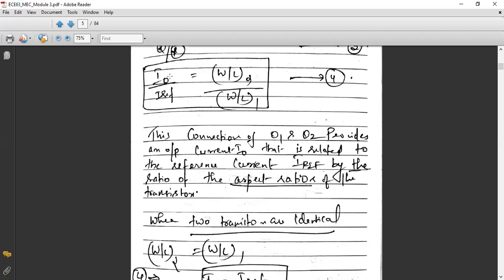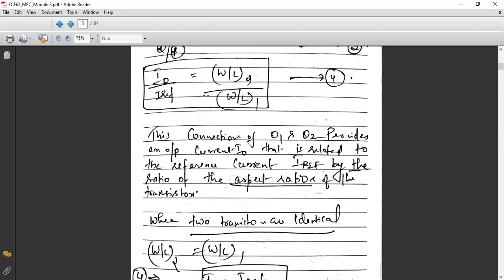From this working of current source, we are going to current mirror, because current mirror is a special case of current source. The special case is that when the W by L ratio of Q2 is the same as the W by L ratio of Q1, this will become 1:1, meaning I0 by IREF is equal to 1.